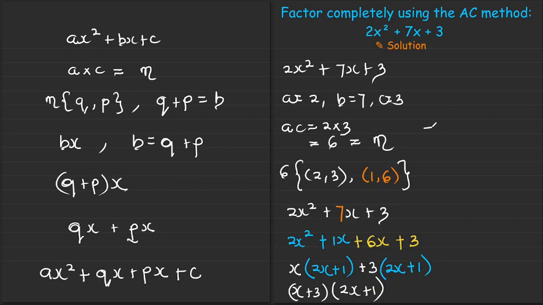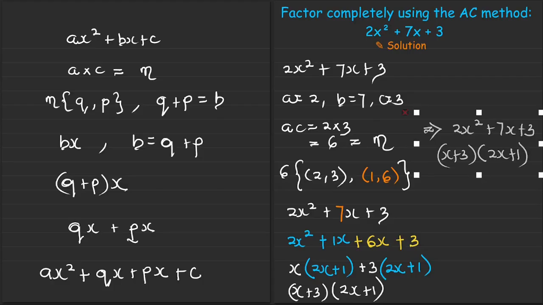So it simply implies that our 2x squared plus 7x plus 3, when factorized, gives us what? An x plus 3, then 2x plus 1. You can always choose to check if your answer is correct. So this is our solution, and this is our answer.